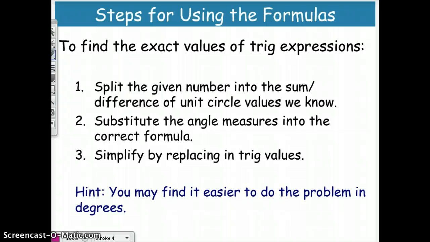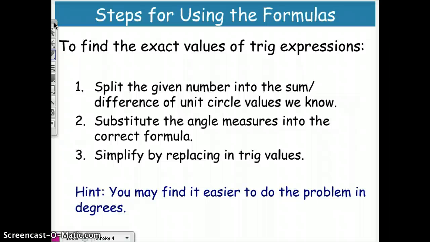And here are your steps for using the formulas. To find these exact values that we're looking for, first thing you're going to do is split the given number into the sum or difference of unit circle values we already know, which I'll explain a little bit more in an example. After you do that, we will substitute the angle measures into the correct formula and then replace them with the trig values from the unit circle.